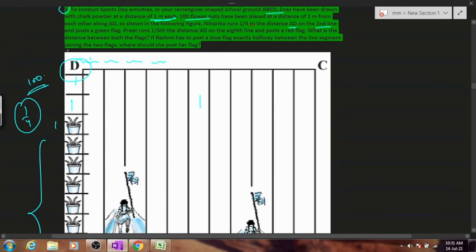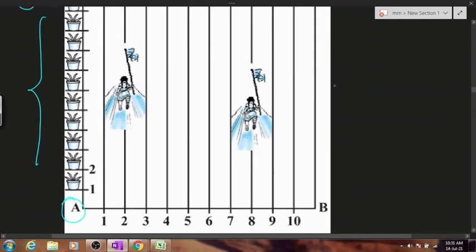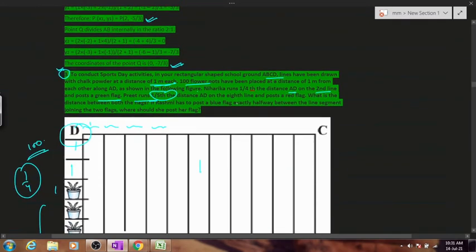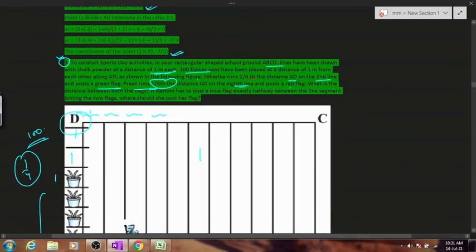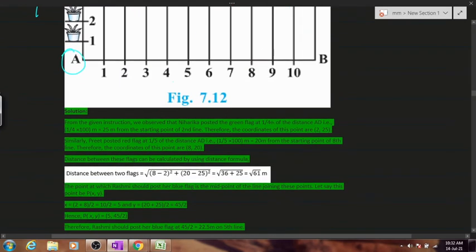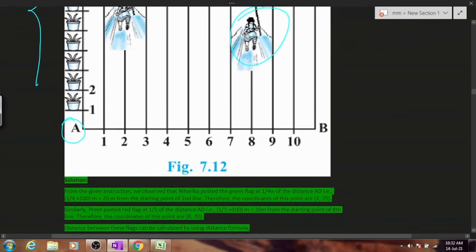And on the second line, she posts a green flag. Preeti runs 1/5 of the distance AD. Okay? This is Preeti. She runs 1/5 of the distance AD. On the 8th line, she posts a red flag. What is the distance between both the flags? What is the distance between both the flags now? She'll be posting it out here.